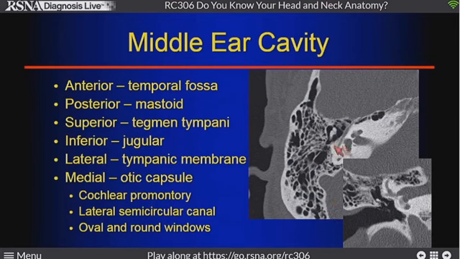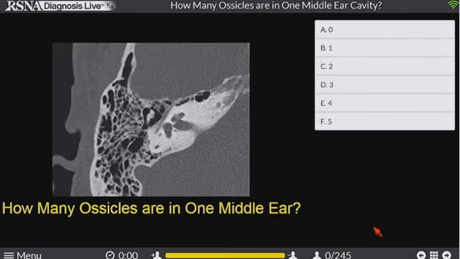So we can think about the middle ear cavity as a three-dimensional box. Anteriorly we have the temporal fossa, posteriorly we have all the mastoid air cells, superiorly is the roof, the tegmen tympani, inferiorly you have the jugular foramen, laterally we have the TM, and medially you have the otic capsule and the cochlear promontory, the bump over the cochlea itself. The otic capsule is the densest bone in the body, and should be bright white all the time around the cochlea and the vestibule.